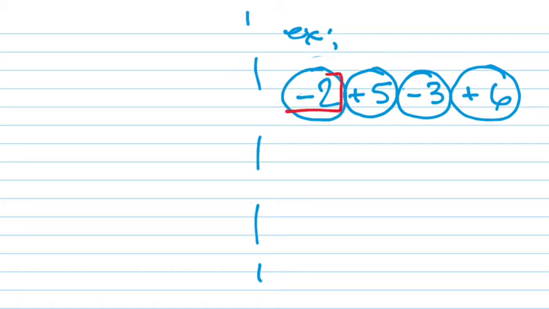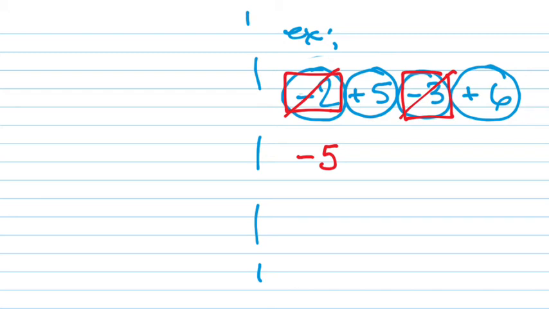So the 2 is negative. What else is negative? The 3 is negative, right? So we can combine those two negatives and get an answer for the negatives. So the signs are the same, so I'm going to keep the sign, and 2 plus 3 makes 5. So those two combine to make a -5.